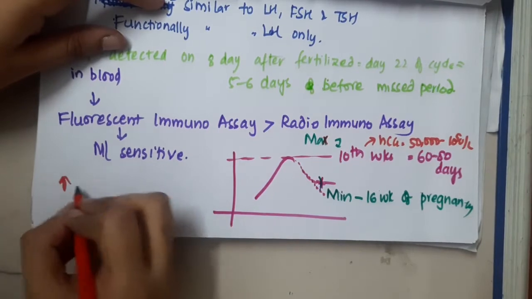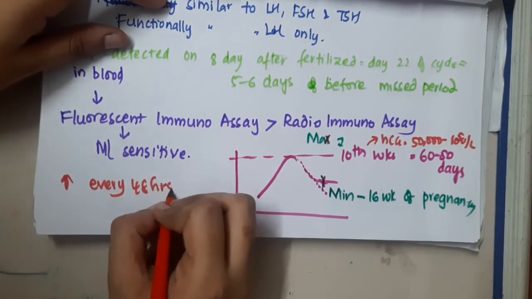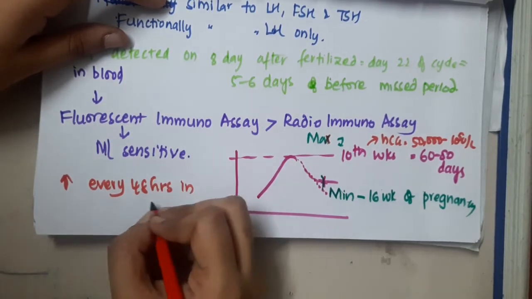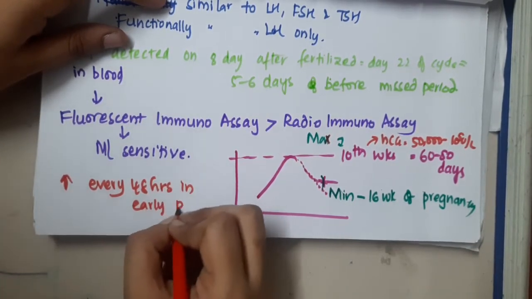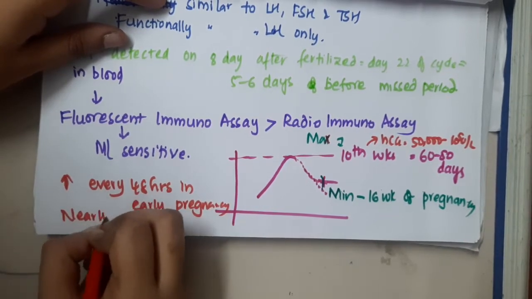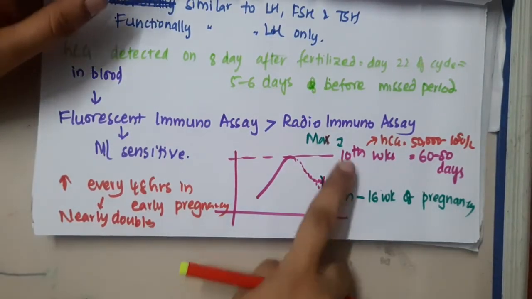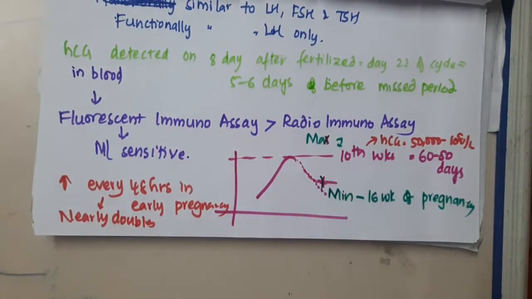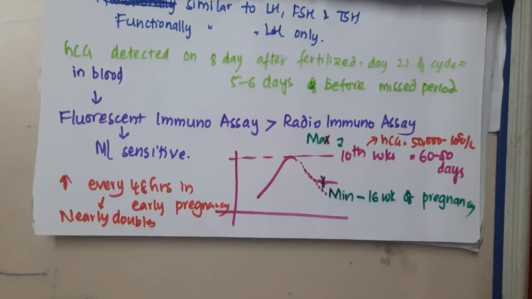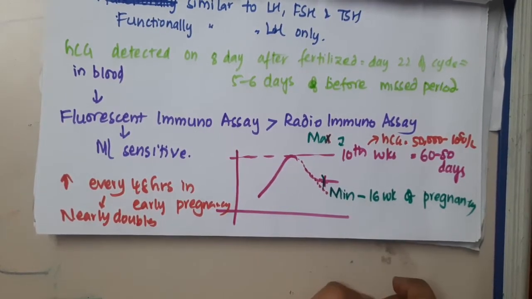This will increase every 48 hours in early pregnancy. That is, it nearly doubles every 48 hours, and it is maximum in the 10th week of pregnancy, where HCG is almost 50,000 to 10 to the power of 5 units per liter. After that it decreases, and the minimum is seen at 16 weeks of pregnancy.